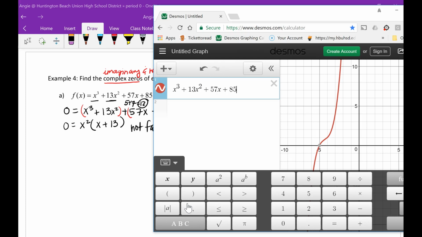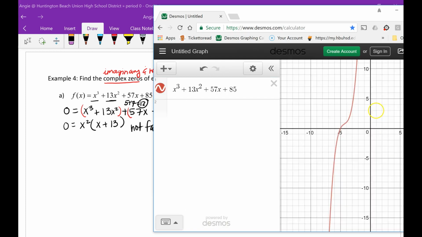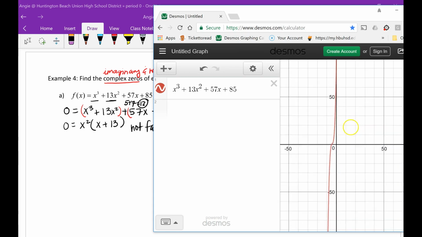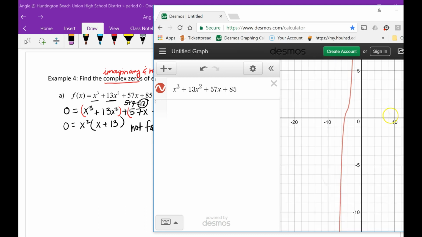So according to my decimals, my cheating allows me to see that the x location is -5. So if you can see, I can zoom it out as far as I can. It doesn't loop back down. So it looks like there's only one real zero.